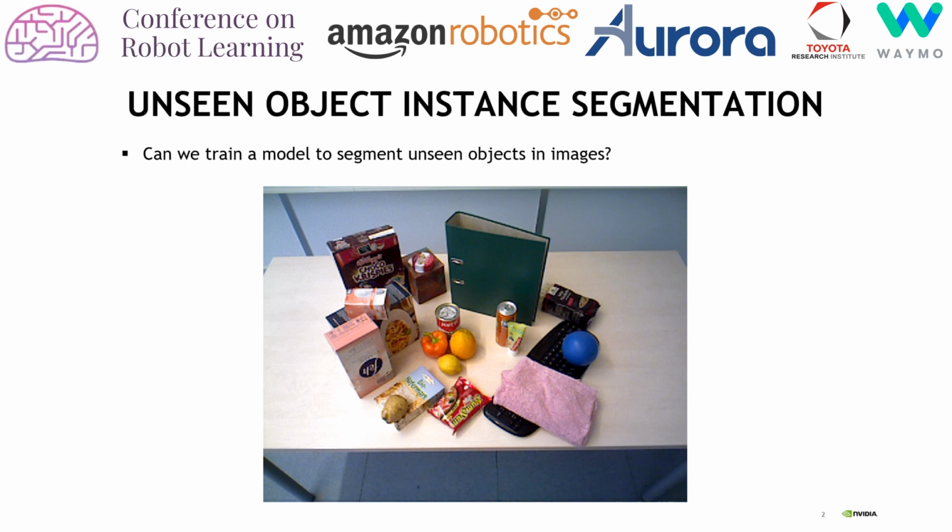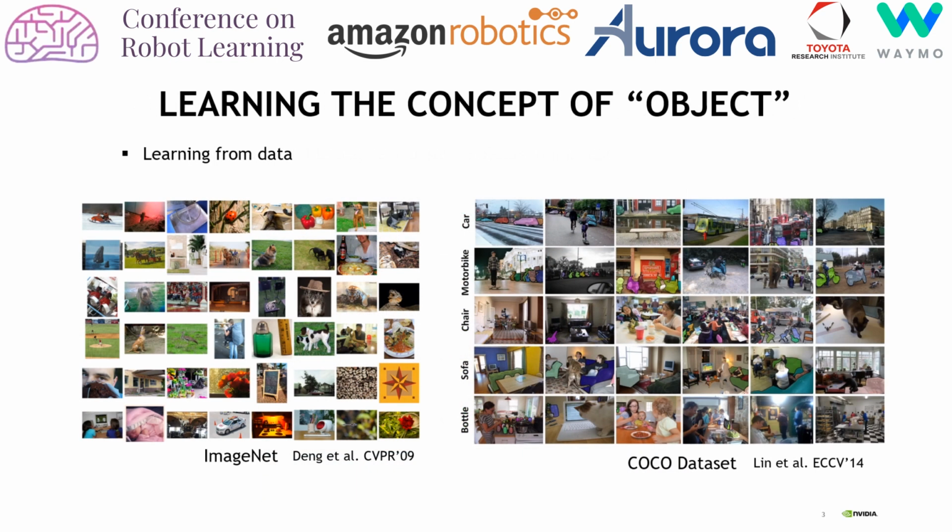For a robot to work in unstructured environments, it will encounter objects it has never seen before. The question we're interested in here is, how can we train a model to segment unseen objects in images? In order to segment arbitrary objects, a robot needs to learn the concept of objects. This is usually achieved by learning from data with many objects.